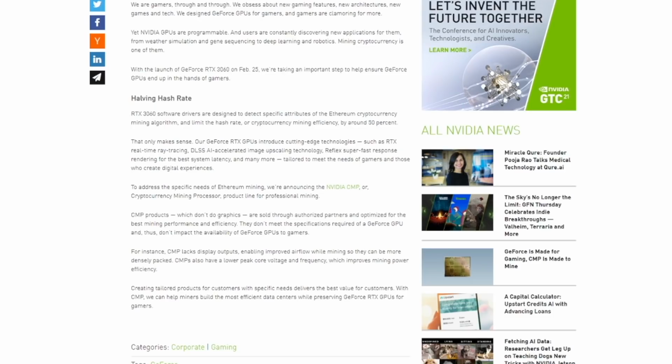"Our GeForce RTX GPUs introduce cutting-edge technologies such as RTX real-time ray tracing, DLSS AI accelerated image upscaling technology, Reflex super-fast response rendering for the best system latency, and many more, tailored to meet the needs of gamers and those who create digital experiences. To address the specific needs of Ethereum mining, we're announcing the NVIDIA CMP, or Cryptocurrency Mining Processor, product line for professional mining." More on that in a second here.